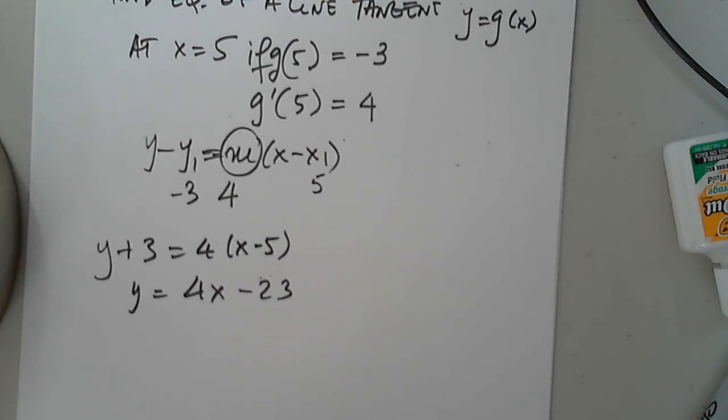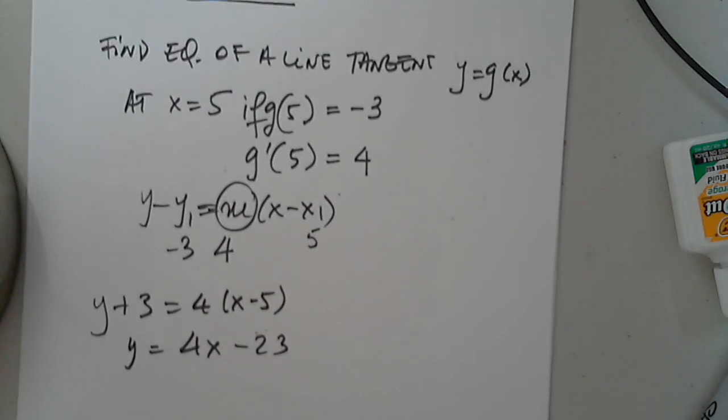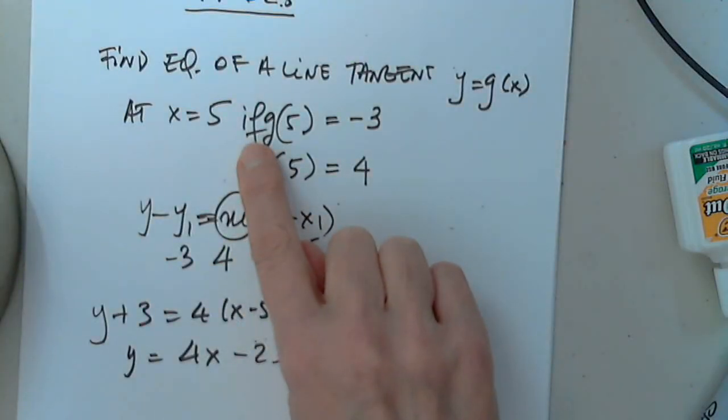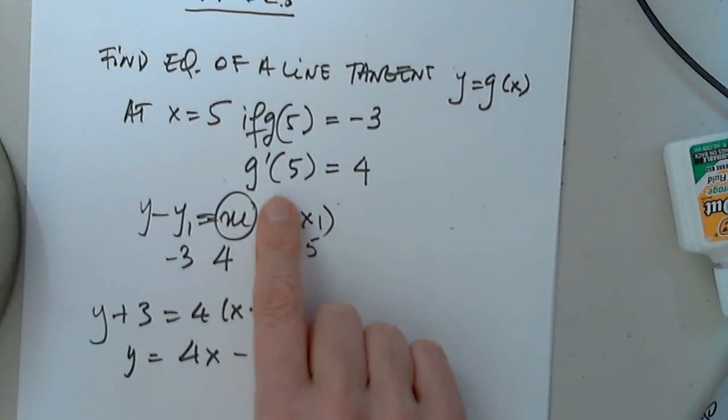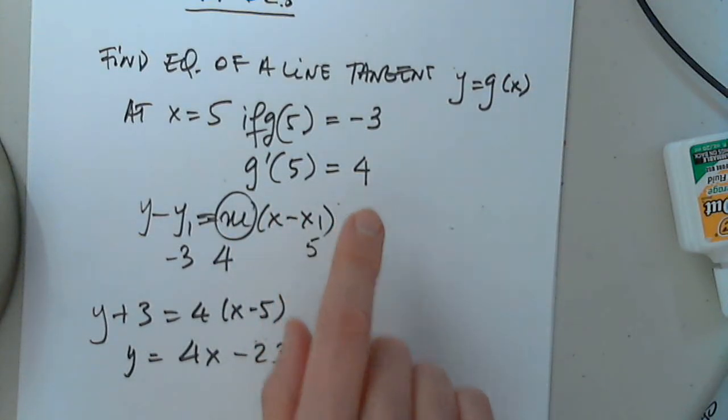I'm having a hard time reading some of the writing. Can you pin the speaker? Do you know how to pin the speaker? No, it's pinned. Does that say IFG right there? Next to the x equals 5, is that IFG? If, oh, if g. Okay. If g of 5 is negative 3, sorry about that, and g prime of 5 is 4.